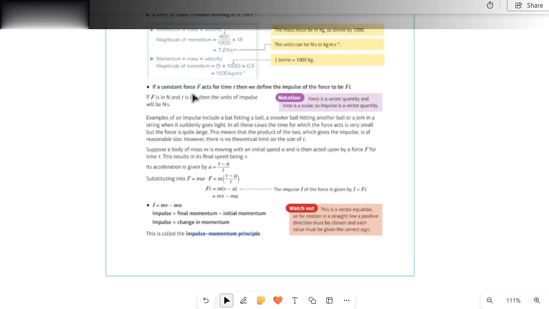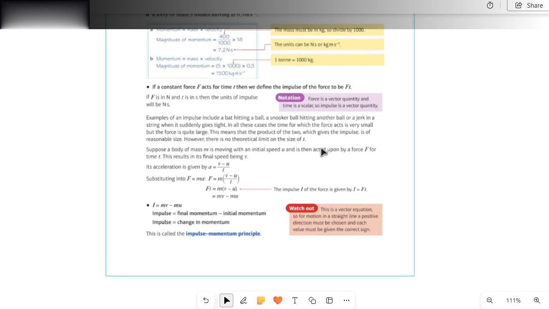If a constant force F acts for a time t, then we define the impulse of the force to be F multiplied by t. If F is in Newtons and t is in seconds, then the units of impulse will also be Newton seconds. Examples of an impulse include a bat hitting a ball, a snooker ball hitting another ball, or a jerk in a string when it suddenly goes tight.